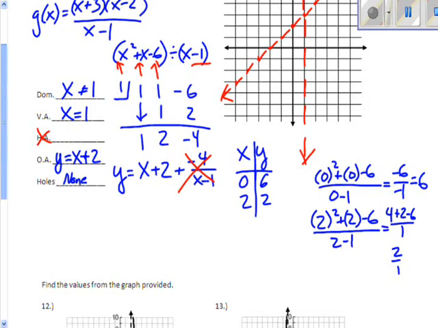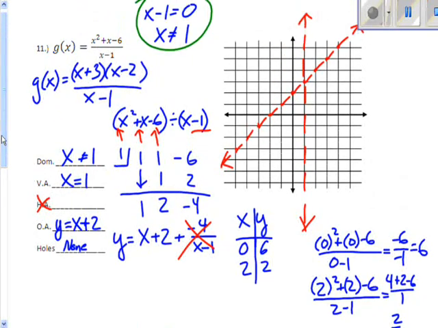So now I have two ordered pairs. I'm going to go up here and plot these. 0, 6 is going to be 1, 2, 3, 4, 5, 6, right here. And the point 2, 2 is going to be right here. Now I kind of already know what this thing is going to look like. I know it's going to hug this line, go through the point, and hug the other line. And I know it's going to hug this line, go through the point, and hug the other line.